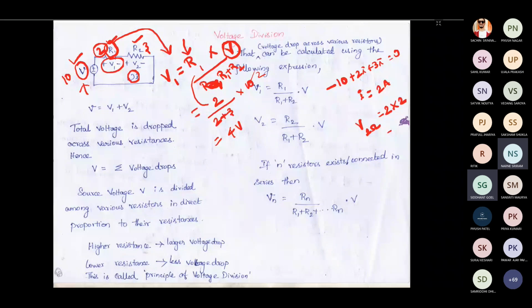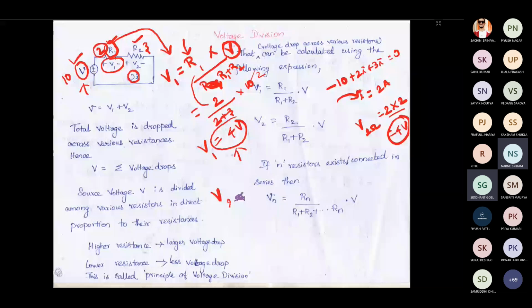That is nothing but the 4 volt resistor. So you find the current, and after you have found the current, you find the voltage. But here in the formula, if you substitute, you directly get the voltage. This is the voltage division formula. Similarly, you can find the voltage across another resistor also.